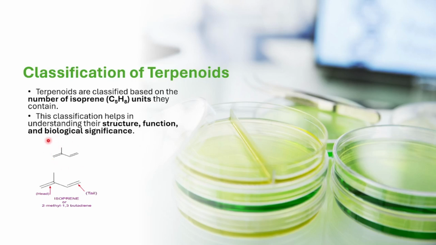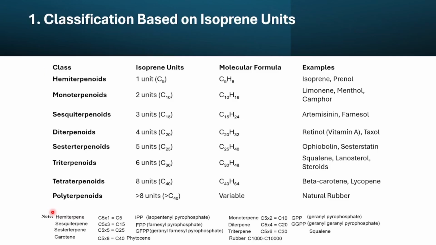Here is the isoprene unit, and the numbering of isoprene starts from this side: 1, 2, 3, and 4, and the substitution is present at the 2 position, that's a methyl group. So the name of this compound is 2-methyl-1,3-butadiene.